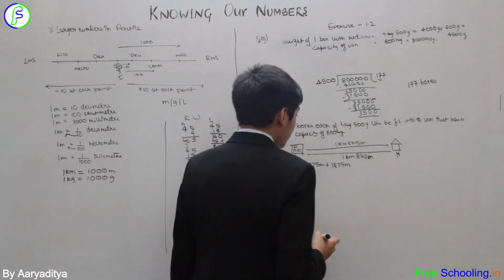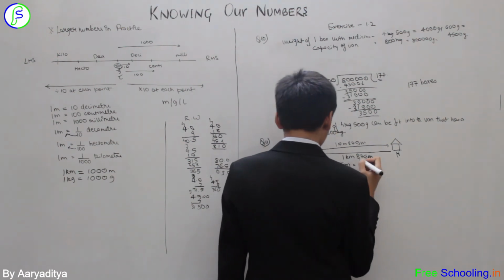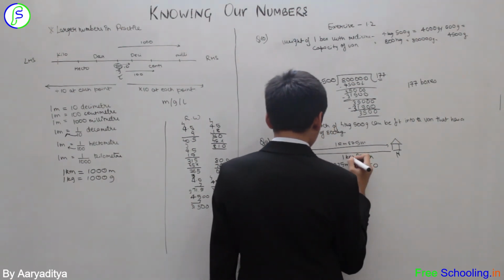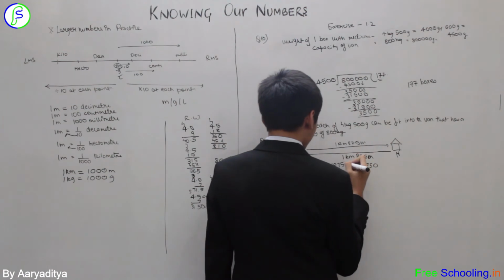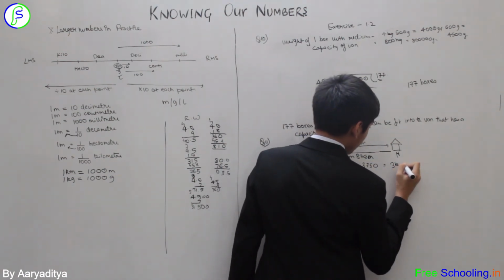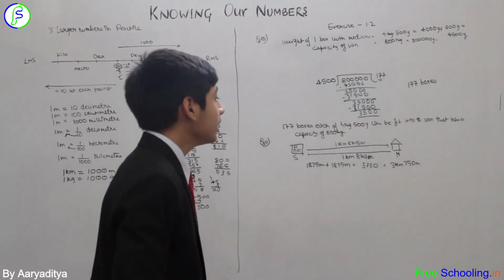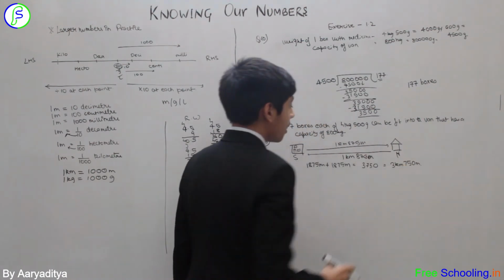Similarly with the upper one. So what do we get? Adding, 0, 1 carry on, 14, 5, 1 carry on, 16, 7, 1 carry on, and at last we get 3750, which is equal to 3 kilometer 750 meter. Okay, so this is the total distance traveled by her.